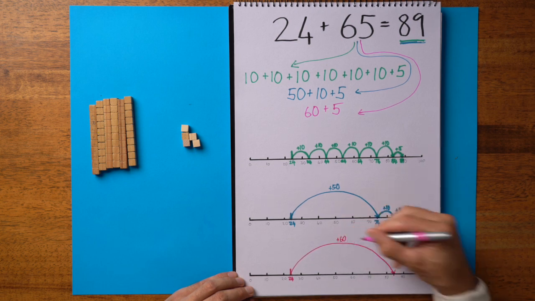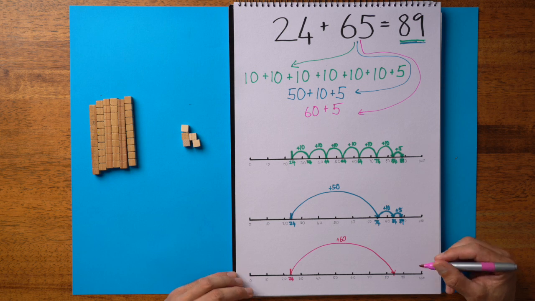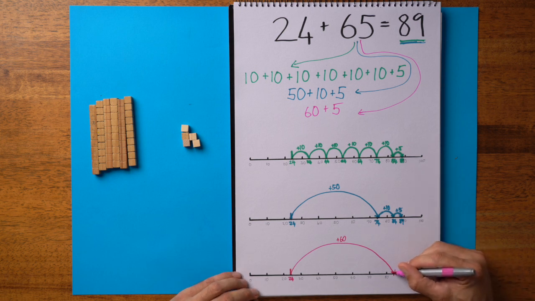Plus 60. And then we have to add just our 5 ones. That's going to take us to 89 again. So you can see whichever way I choose, I'm going to end up at the same answer. Could I do it in a different way? Yeah, I could. There's so many different ways that you can do this. This is just 3 ways that I think are useful.